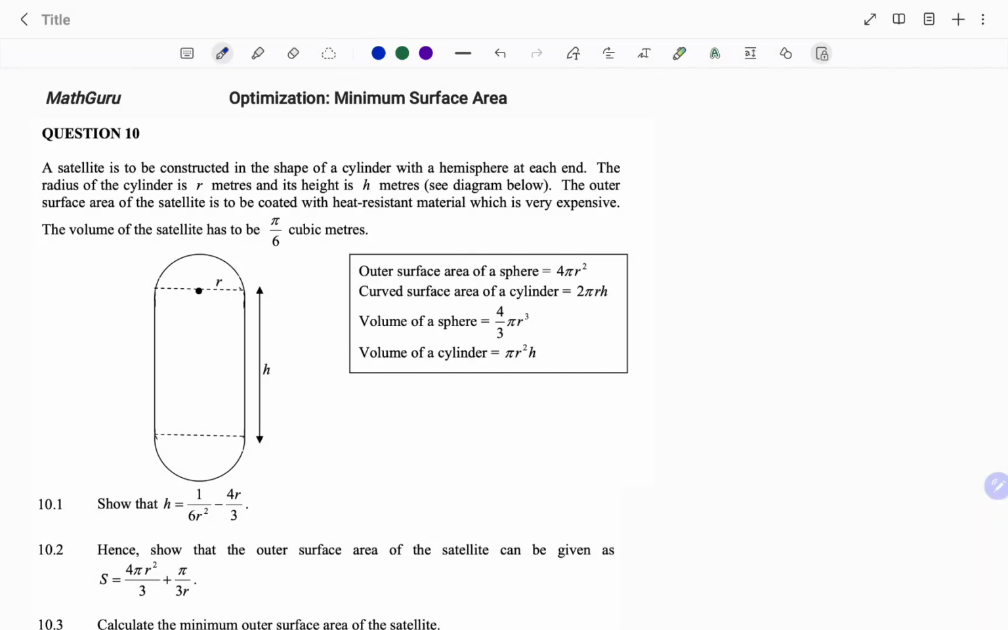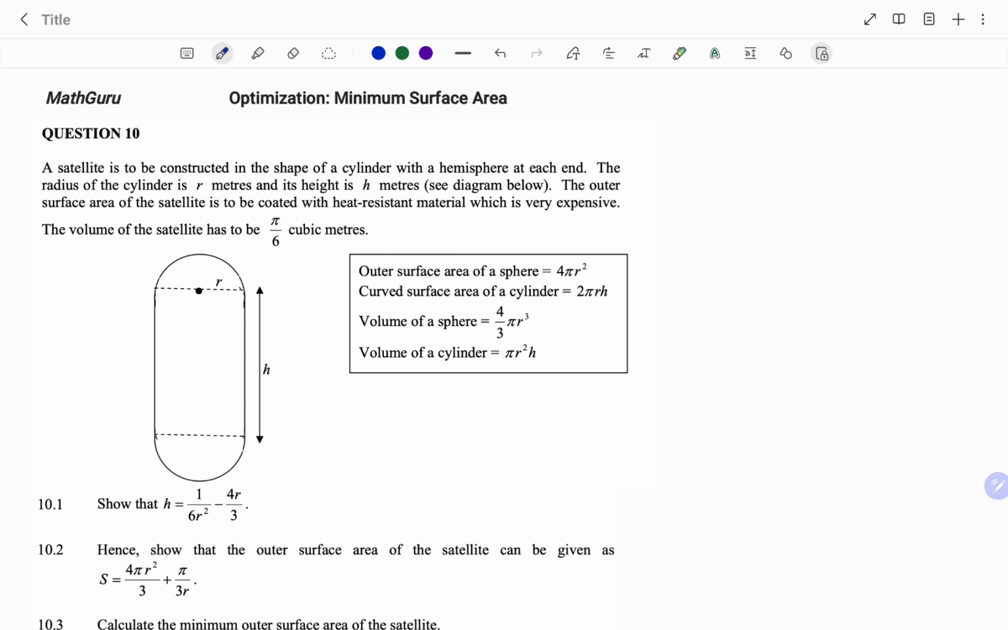In this video, I'm going to show you how to solve the following optimization question. A satellite is to be constructed in the shape of a cylinder with a hemisphere at each end. The radius of the cylinder is r meters and its height is h meters. See the diagram below. The outer surface area of the satellite is to be coated with heat-resistant material, which is very expensive. The volume of the satellite has to be pi over 6 cubic meters.